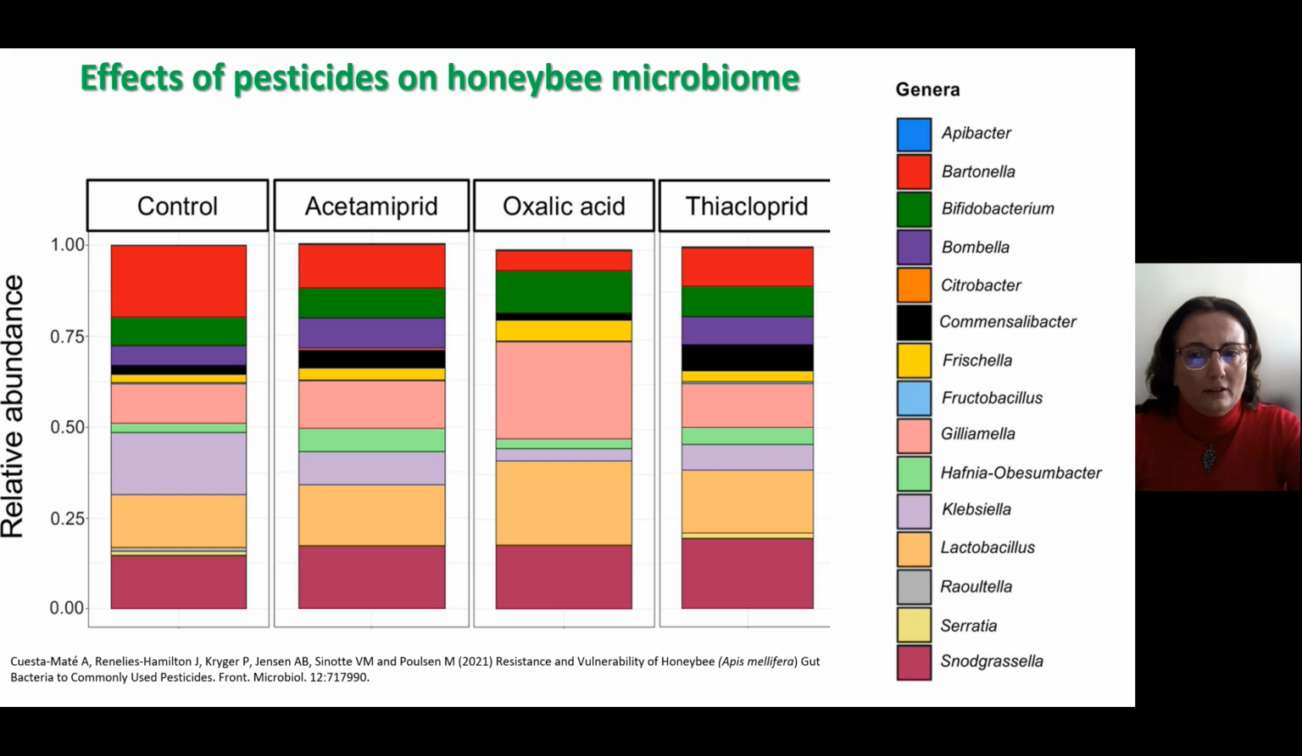Bombella was practically eliminated. Oxalic acid slightly reduced the levels of Commensalibacter species and increased the amount of Bifidobacterium, Frischella, Gilliamella, and Lactobacillus species. Oxalic acid also disturbed the acidity of the gut, and that is why it can alter metabolism and nutrient absorption. This, what we can observe here, is called dysbiosis.